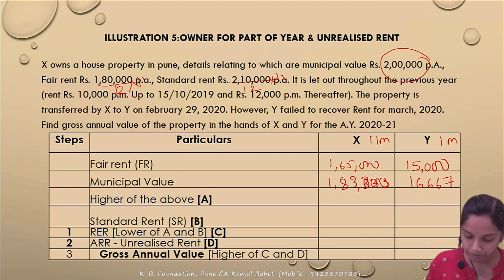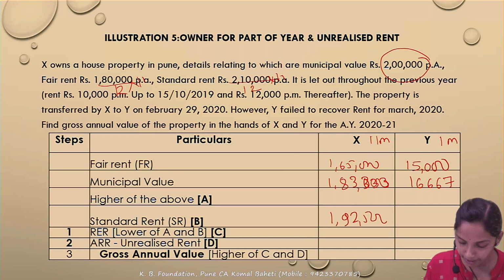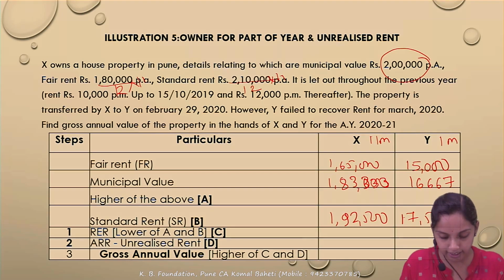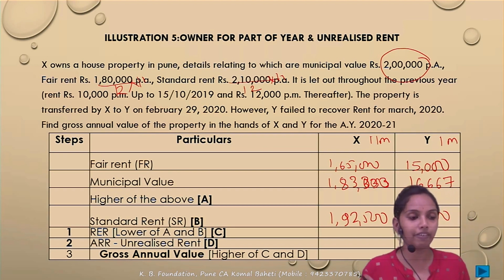So next, how much would be the standard rent? It comes to 1,92,500. Over here it comes to 17,500. The standard rent has been given 2,10,000 divided by 12 multiply by 11 multiply by 1.